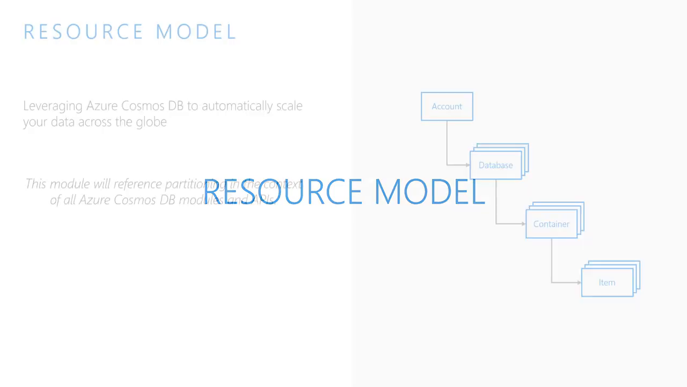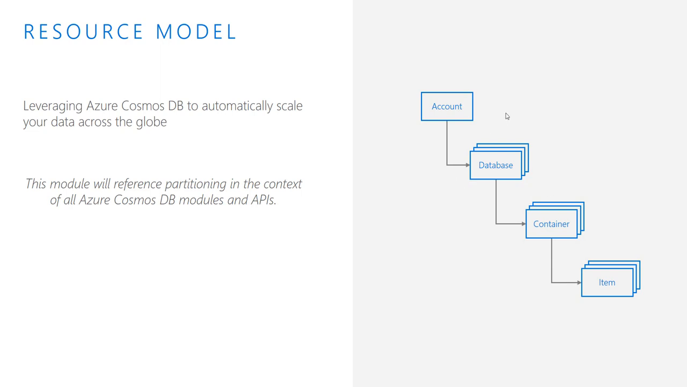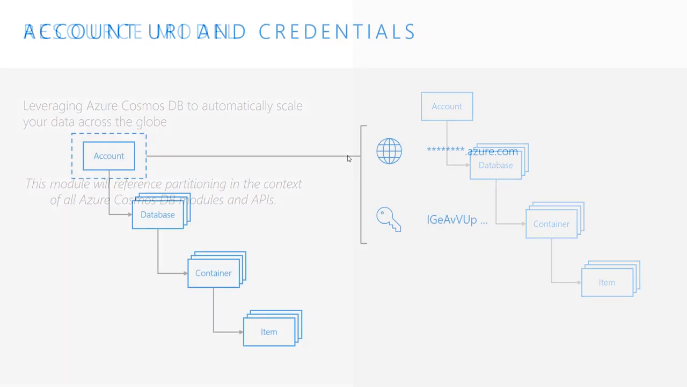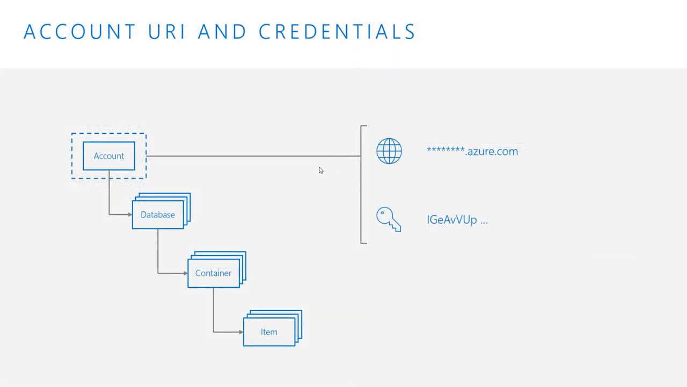Okay, before we go any further, let's take a look at the resource model of Cosmos DB. On the top level, we have an account. A tenant of the Cosmos DB service starts by provisioning a database account. Once you have an account, underneath you can create databases, containers, and items. This is the hierarchy of the resource model of Cosmos DB. And all these resources can be accessed by a URI.